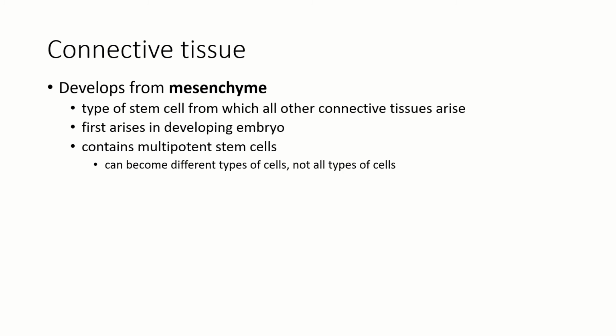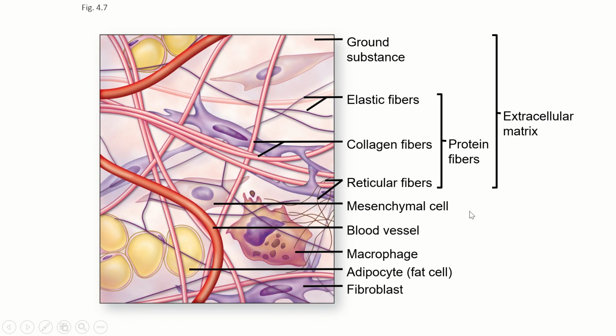And mesenchyme contains what we call multipotent stem cells. Potent meaning it has the potential, and multipotent meaning it has the potential to become many things. These are distinct from the cells in the earliest embryo, which are totipotent stem cells, meaning they could become anything. Multipotent stem cells are going to become a specific group of things. So in this case, any type of connective tissue.